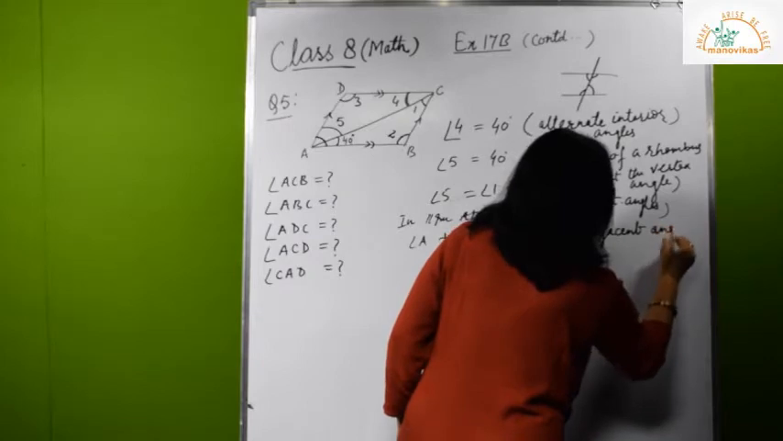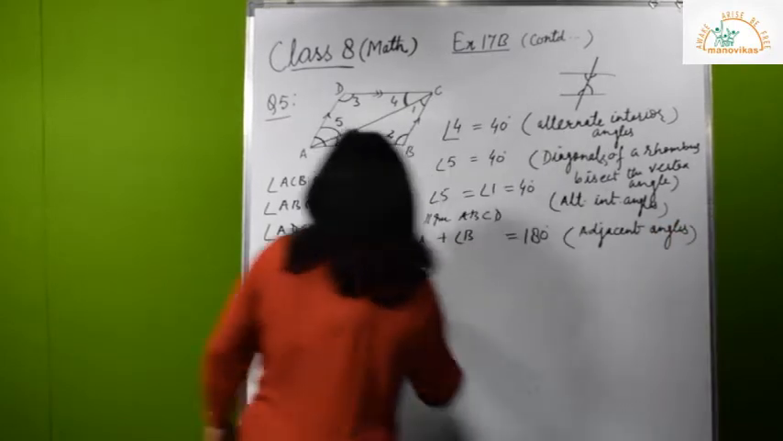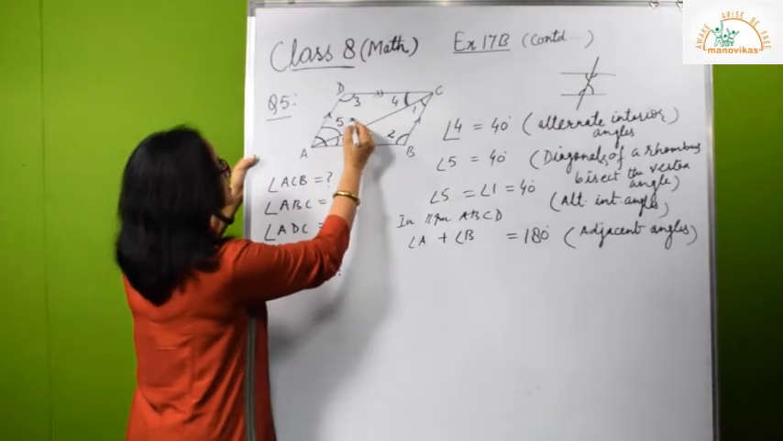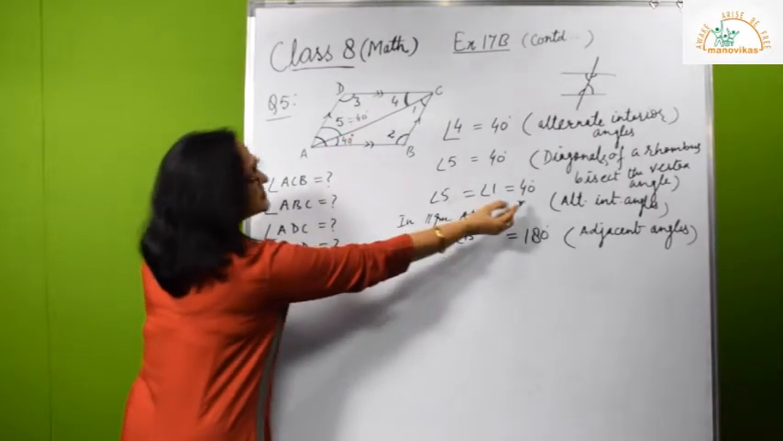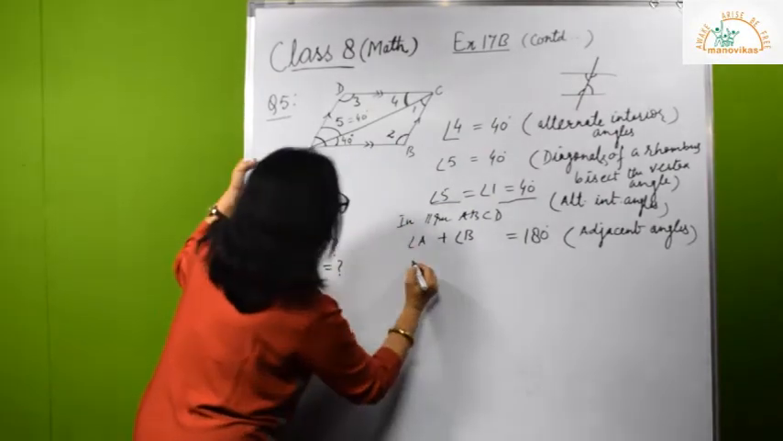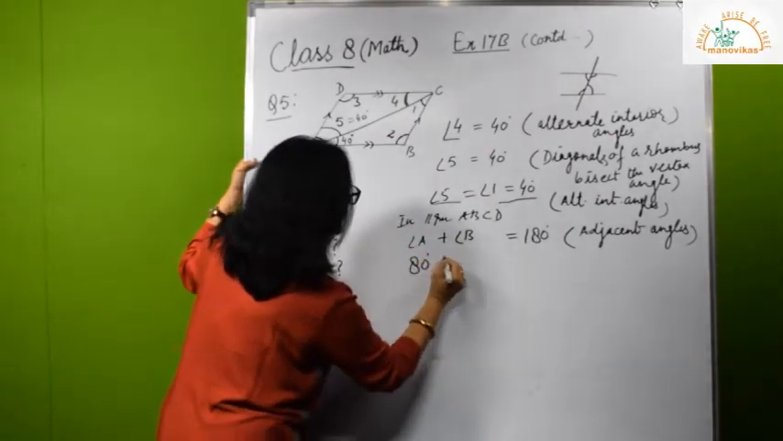Adjacent angles. But angle A is equal to 40 plus 40. 5 is also equal to 40 degree, we have just found here. So 40 plus 40, angle A is equal to 80 degree.